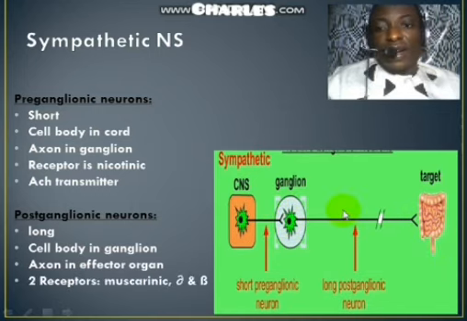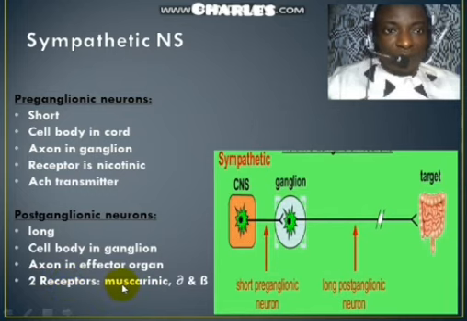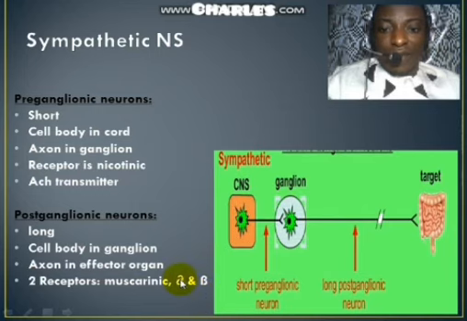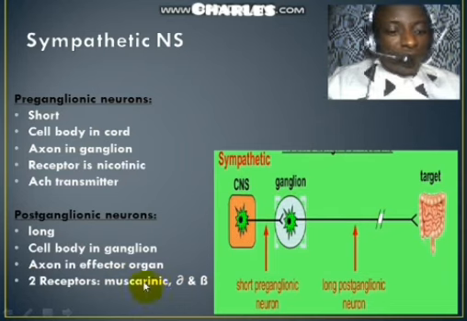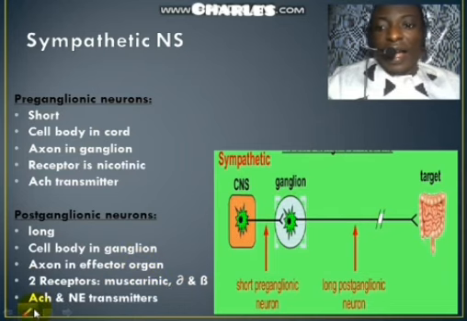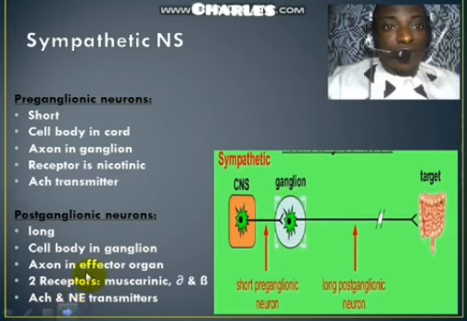Going forward, there are two receptors used by the postganglionic fibers of the sympathetic nervous system. The first one is known as the muscarinic. And the other types of receptors are actually the alpha and the beta receptors. The muscarinic receptor uses acetylcholine as the neurotransmitter, while the alpha and the beta receptors actually use norepinephrine.